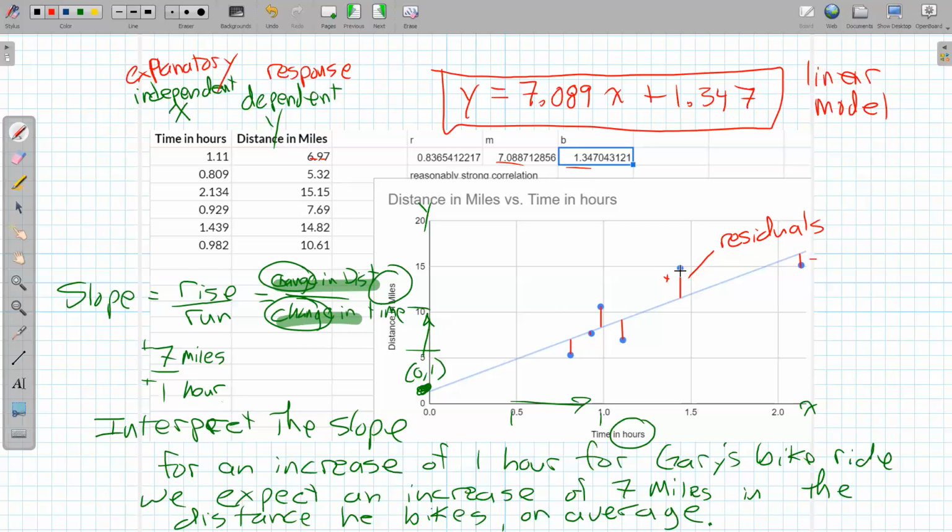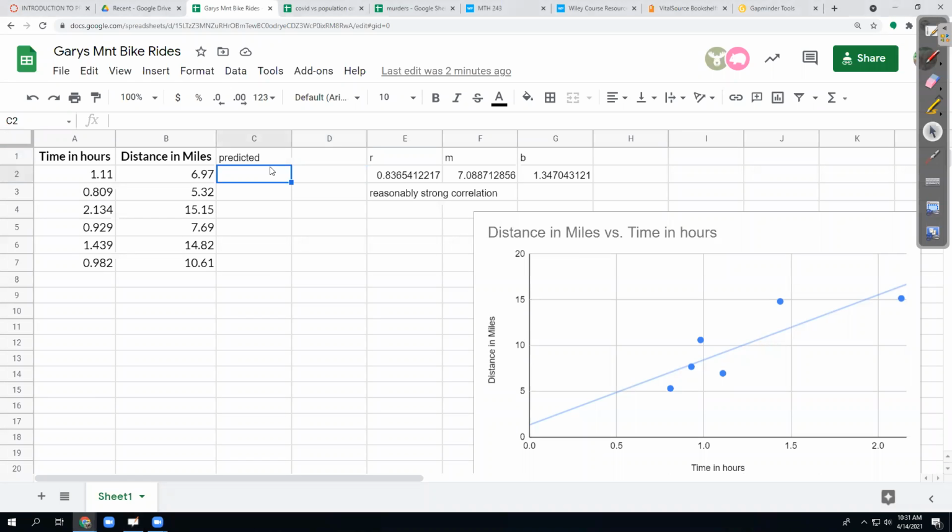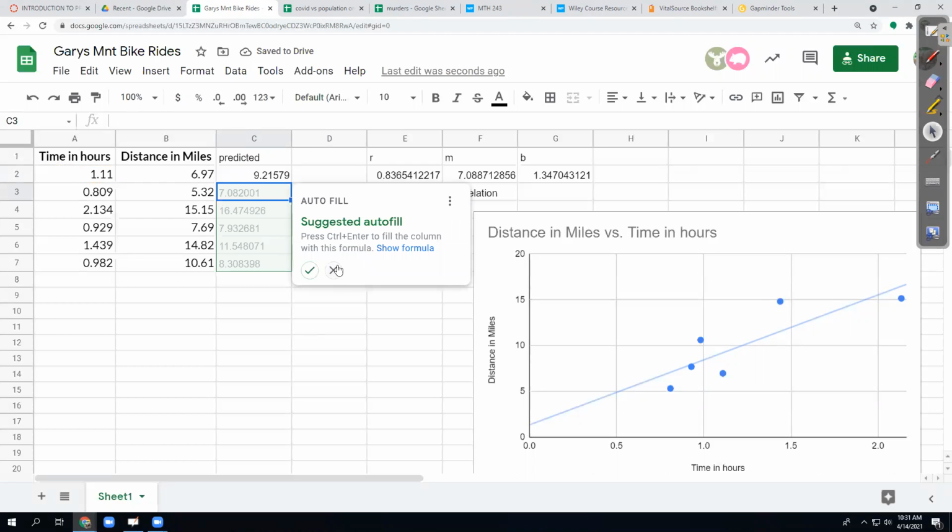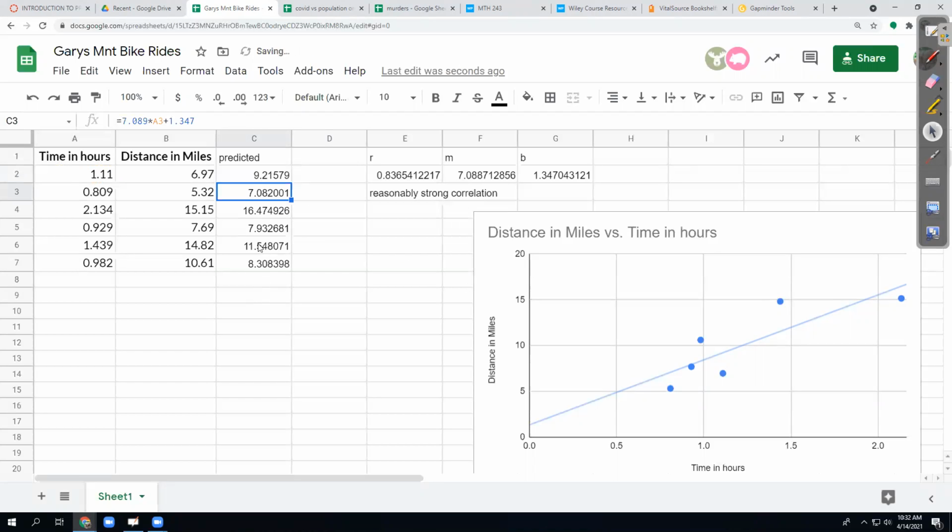So to calculate those residuals, I need to know what the y value is on the line so I can subtract it from the y value on the data. So let's calculate those predicted y values. The predicted y value just means use this slope and that y-intercept. I'm going to use rounded versions. So I'm going to say the slope is 7.089 to the nearest thousandth. I'm just going to type it because it's easier. Times, I have to click on the x value here. Plus the y-intercept, which I'm calling 1.347. Once I calculate the first one, I can fill them down. I could go with the automatic fill down.